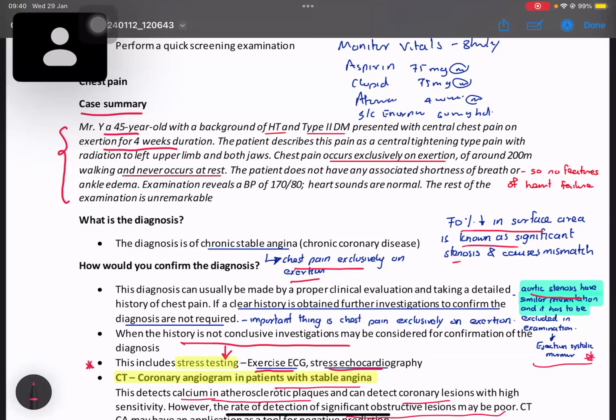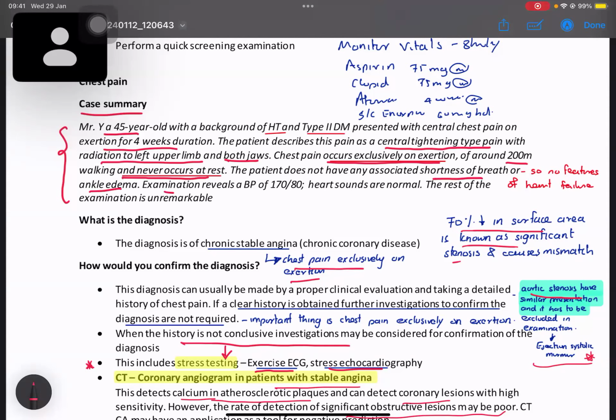The patient describes this pain as a central tightening type chest pain with radiation to the left upper arm and both jaws. Chest pain occurs exclusively on exertion. This is the salient point here. Only during exertion, around 200 meters of walking, the patient experiences pain, and it never occurred at rest. These are the salient points: never at rest and exclusively on exertion. The patient does not have any associated shortness of breath or ankle edema. These are the features of usually heart failure.